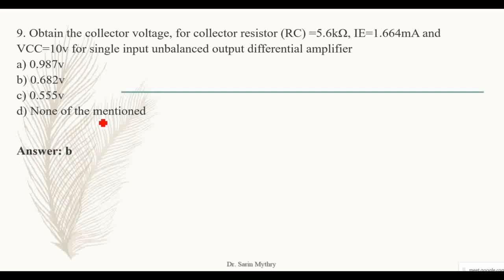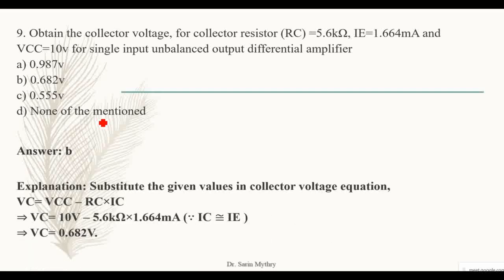Let us see option B. The answer B is the correct one. Let us see how. Explanation: substitute the given values in the collector equation, which we learned for the single input unbalanced output differential amplifier, that is VC equal to VCC minus RC into IC. I hope you remember this formula: VC equal to VCC minus RC into IC.